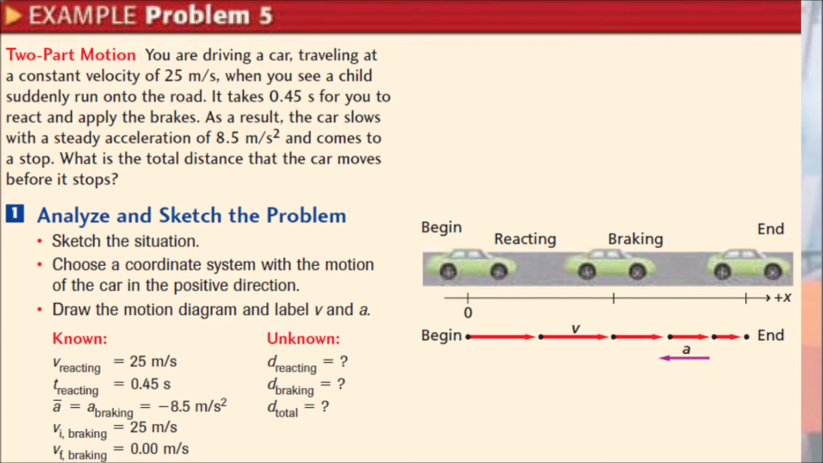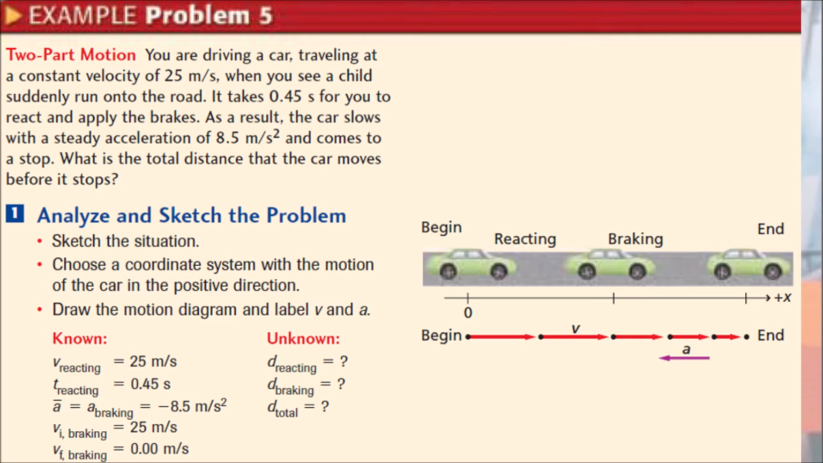I know my initial velocity is 25 meters per second. I have a delay of 0.45 seconds. My acceleration is going to be a negative 8.5. And my final velocity is going to be that of 0.